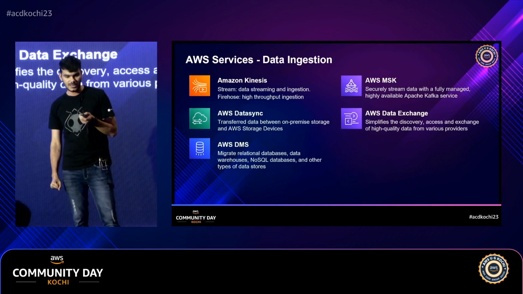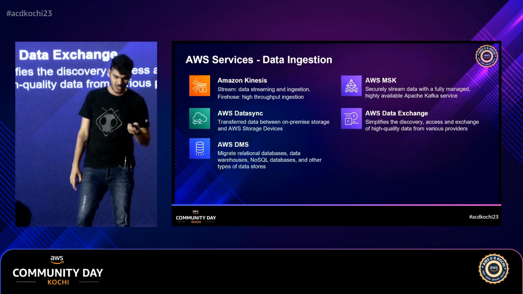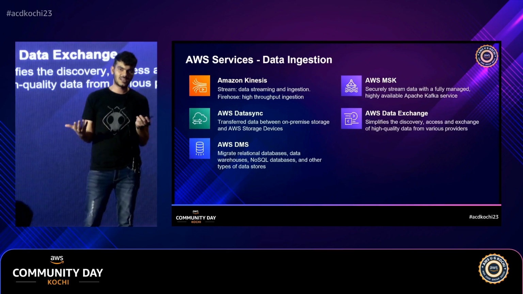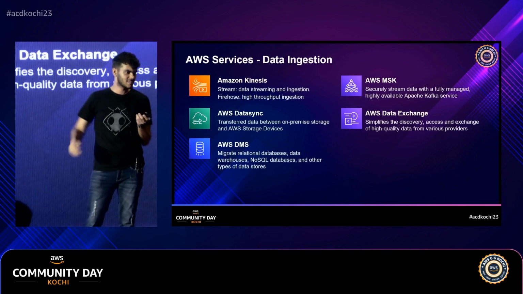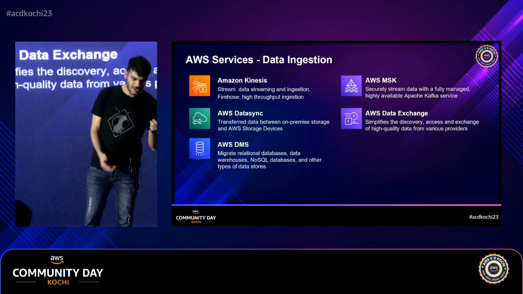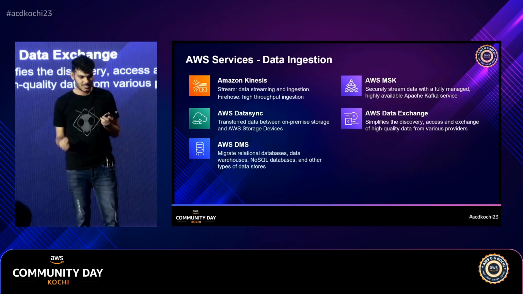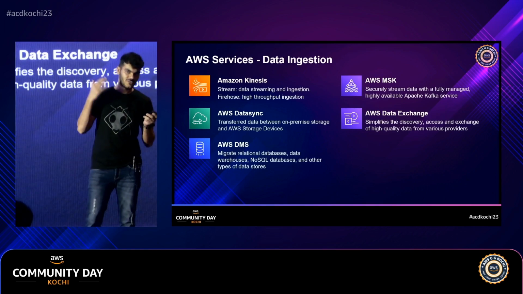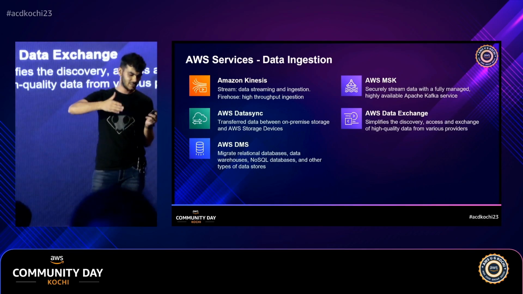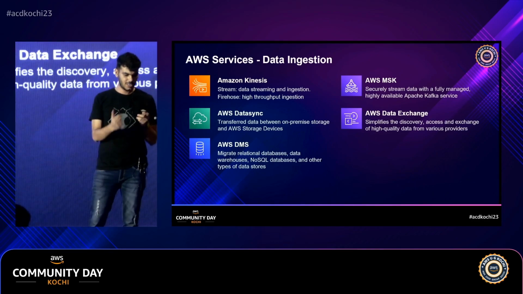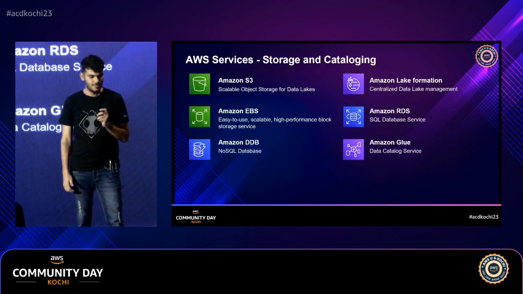Then you have Data Exchange, which is like a marketplace for data, where you don't want to do anything. Somebody has already done the work for you. You just want to collect the data and work on top of that. Then you have AWS DMS, which is Database Migration Service. If you have some SQL servers running on-prem and you want to migrate the data to AWS, you can use AWS DMS.